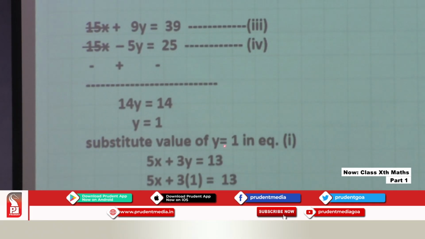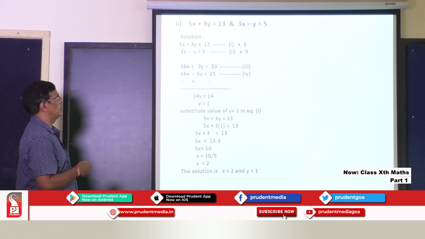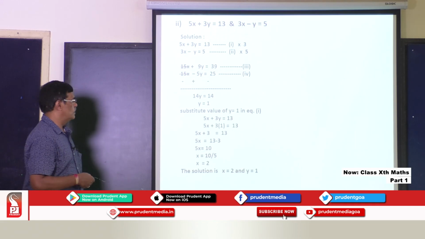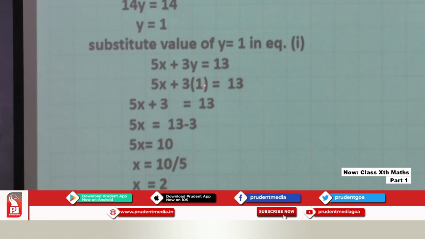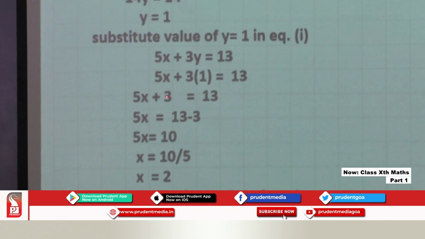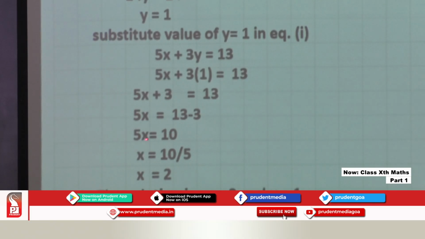Substitute the value of y is equal to 1 in equation 1. You can choose any of the equations here, but I have chosen the first equation. So 5x plus 3y is equal to 13. Now the value of y is 1, so it is 5x plus 3 bracket 1 is equal to 13. 3 ones are 3. So it is 5x plus 3 is equal to 13. This constant I have shifted to the right hand side. So it is 13 minus 3. So 5x is equal to 10 I am getting.